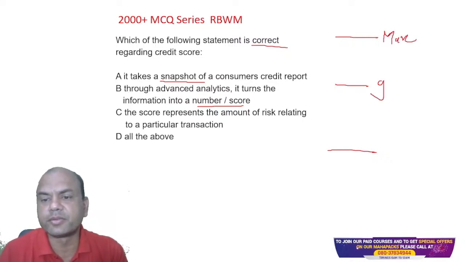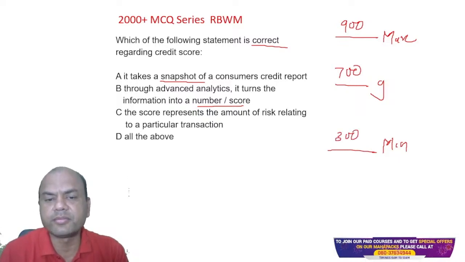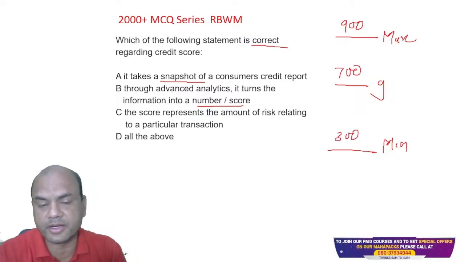And this is minimum. Okay. So what is the answer now? Good. We have already written 700. So maximum is what? Yeah, 900. Minimum is 300. Okay. Yeah, you must get it correct.